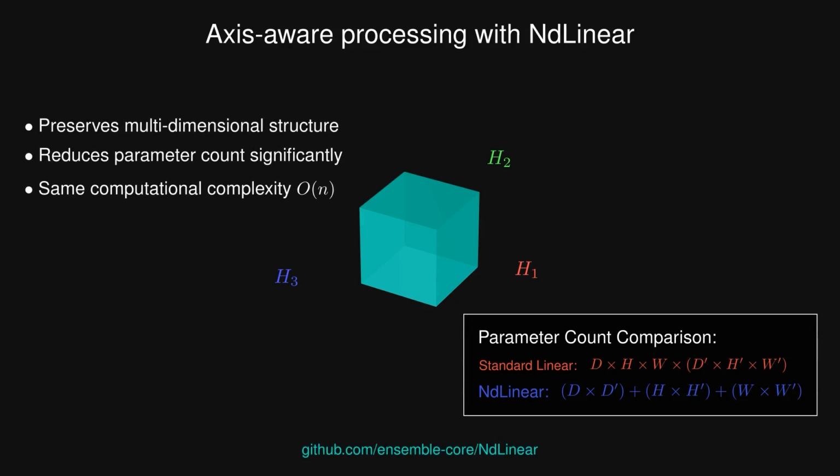The result is a transformed tensor that maintains the same structural organization as the input, but with new representations along each axis. These advantages make NdLinear a powerful alternative to traditional linear layers.